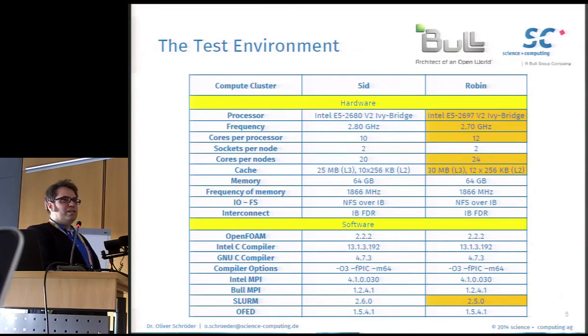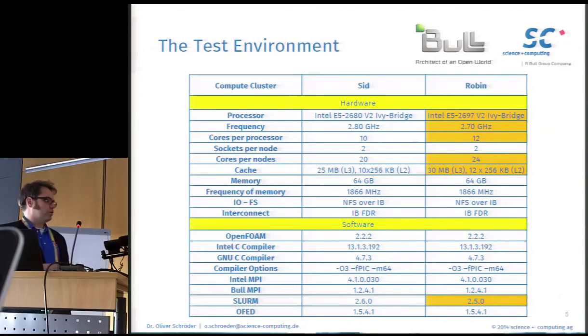Also, the software was mainly identical. The only difference was a version difference in Slurm, which hopefully doesn't impact our results at all, so we didn't take that into account. We looked at OpenFOAM 2.2.2. We used Intel and GNU compilers. Well, we used two different versions of MPI: an Intel MPI and a Bull MPI, which is a specifically modified version of OpenMPI. And as an OFED, we had version 1.5.4.1.